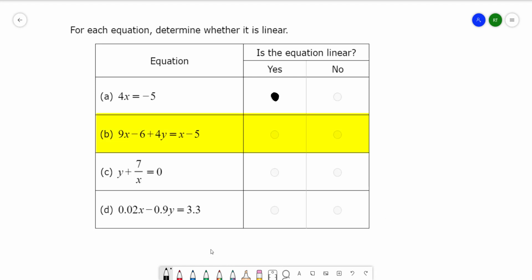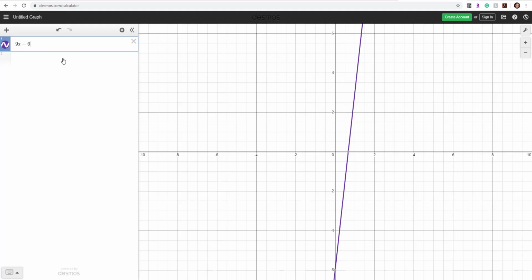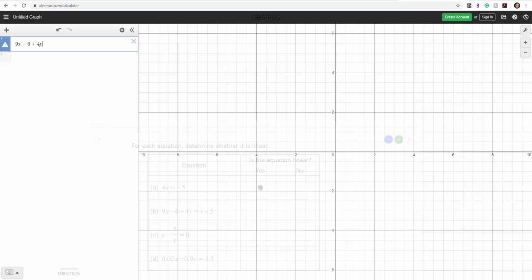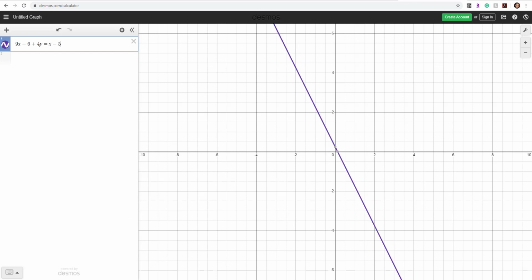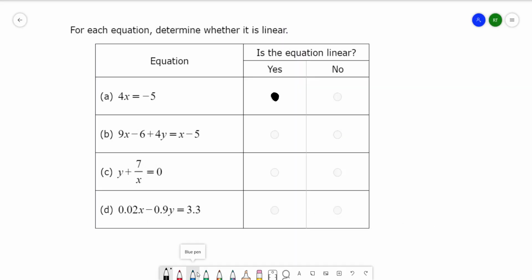So the next one is 9x minus 6 plus 4y. So I'm going to type that in. I'm going to hit x to get rid of this. 9x minus 6 plus 4y equals x minus 5. And you can see here it's a negative slope and it's a straight line. Therefore I'm going to put down yes, it is linear.